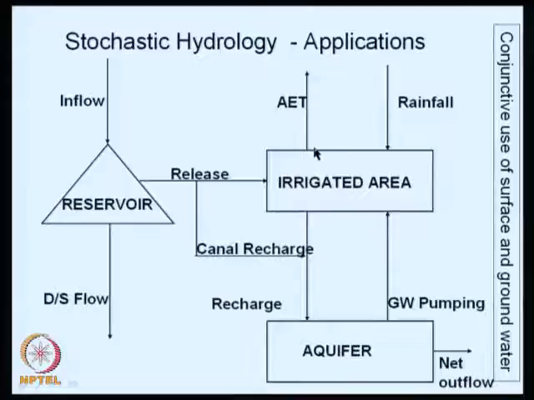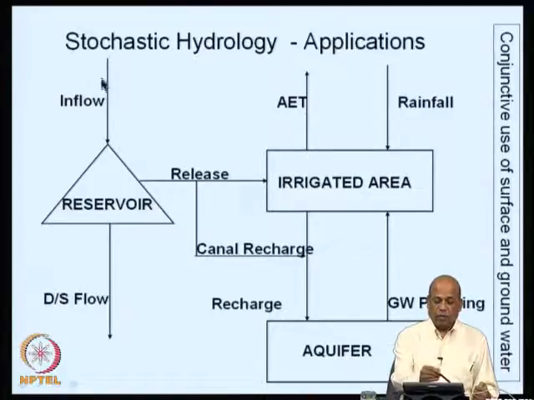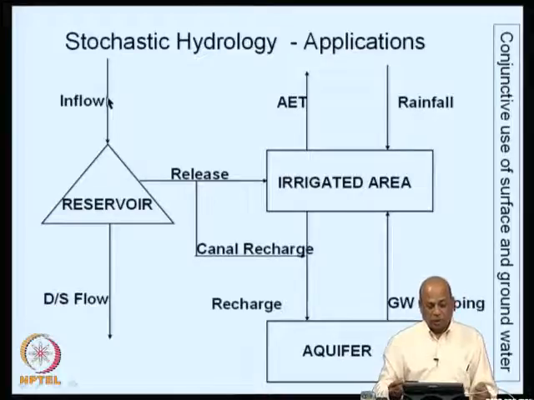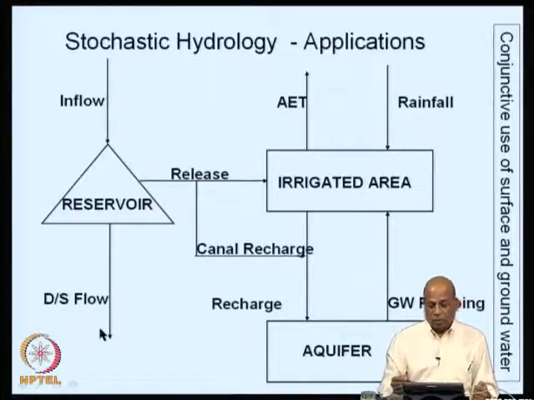At the irrigated area, you have the actual evapotranspiration that is taking place. Then at the irrigated area, you also have the rainfall. Similarly, at the surface reservoir, this inflow is governed by the rainfall that is happening in the catchment. Then there is a regulated flow that goes downstream and so on.